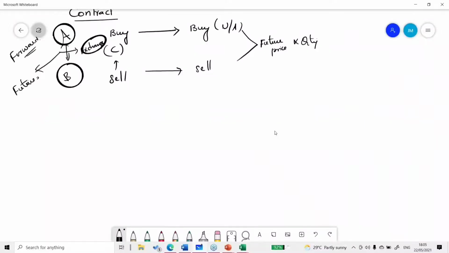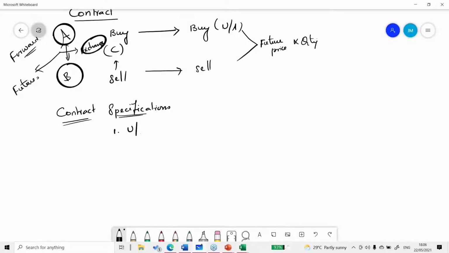We need to understand the contract specifications. Let's say, for example, if I'm going to buy a mobile phone, the first thing we'll check is the product specifications. In a similar manner, here we are trying to understand the contract specifications. So what are the contract specifications?